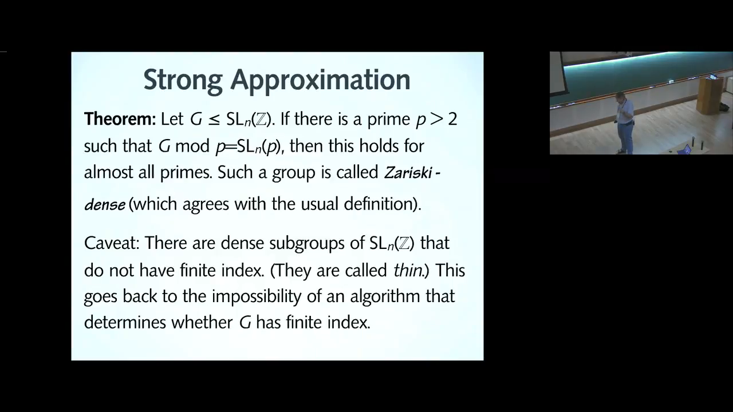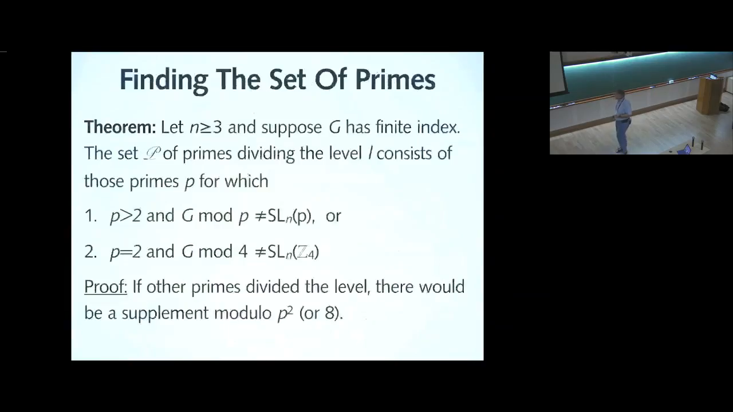So this goes back to the obstacle. I cannot have a general method, because if I were to feed a thin subgroup to my algorithm, it would just fail. There are concrete examples of such groups. Humphries has a paper with examples of groups which have infinite index but modulo all p's project onto SL_n(F_p). So this goes back to the impossibility of really determining whether it has finite index in all cases.